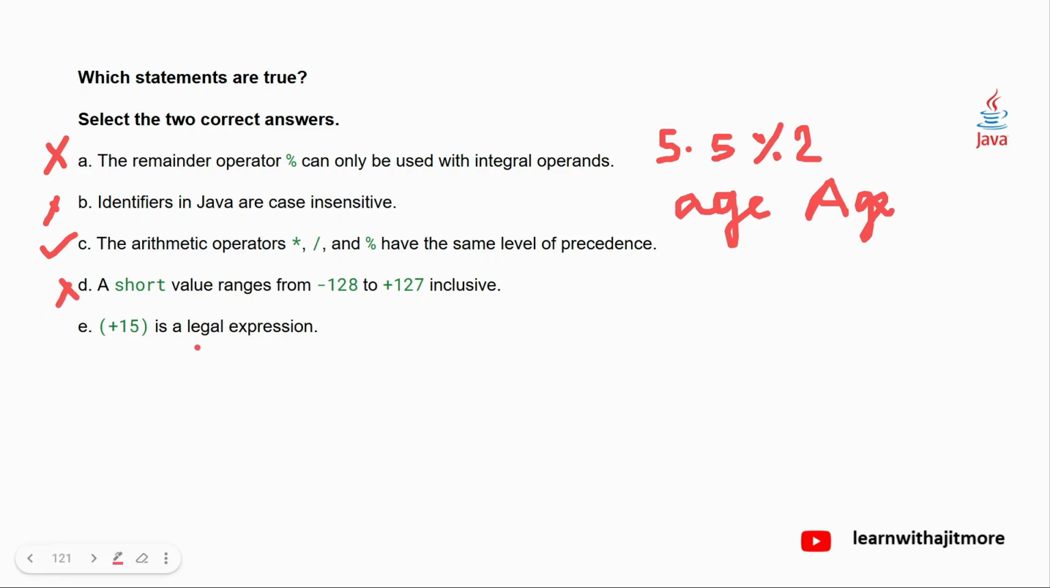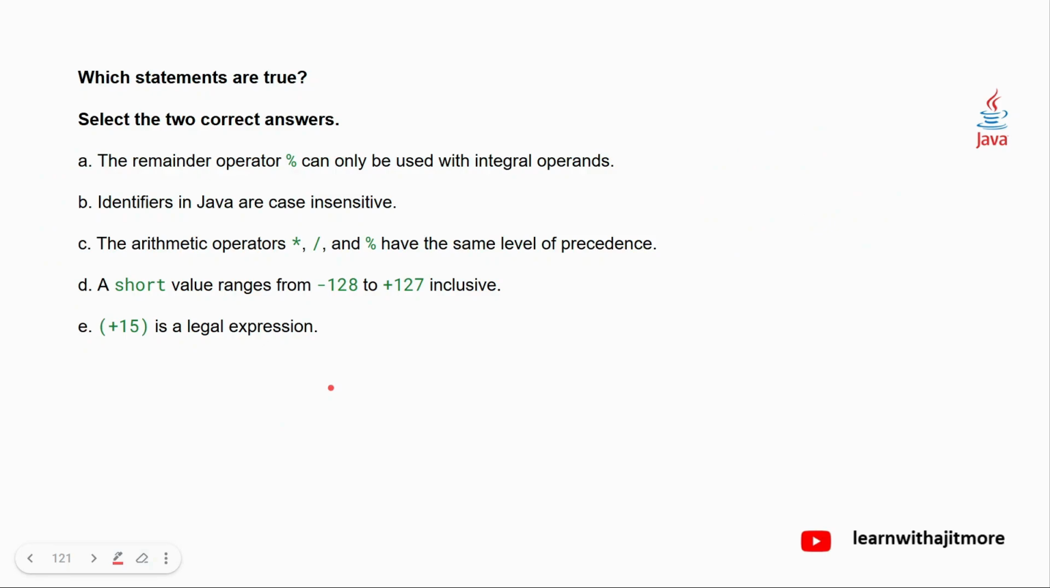And plus 15 is a legal expression. You can write plus explicitly. This is the unary plus operator, which is legal. If you write 15, it is assumed positive. And if you write plus 15, it is explicitly positive. I mean, this is confirmed that it is positive. And when you don't write plus, it is assumed that it is positive. So only these two statements are correct. Hope this part is also clear to you guys.